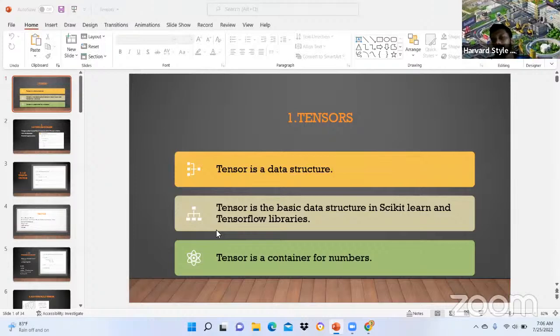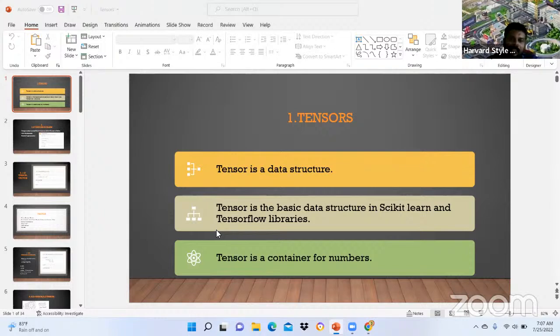So, guys, a tensor is actually a data structure. You have learned data structures in your second year. A data structure is basically a way of storing data. That's it. Now we have learned a lot of ways of storing data: array, list, linked list. Tensor is also a way of storing data. That is the first thing you have to understand. A tensor is nothing but a data structure.